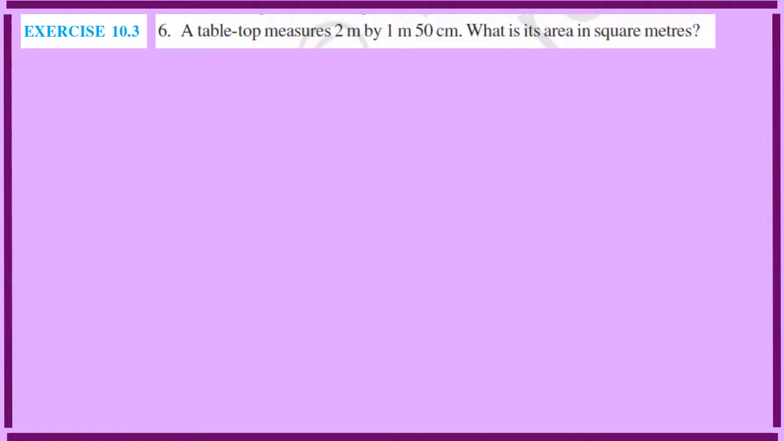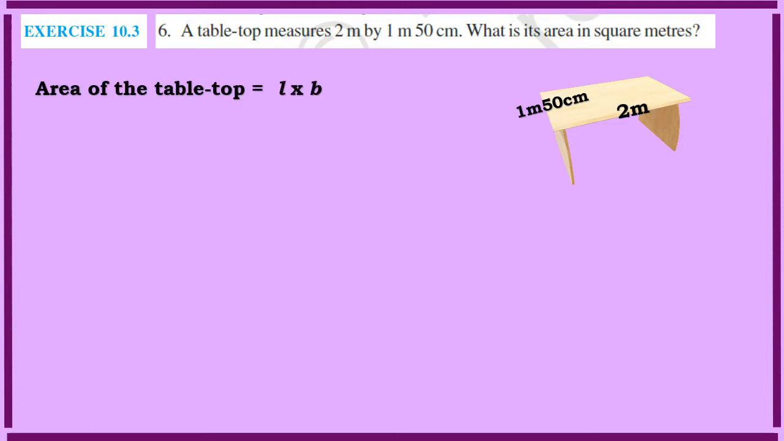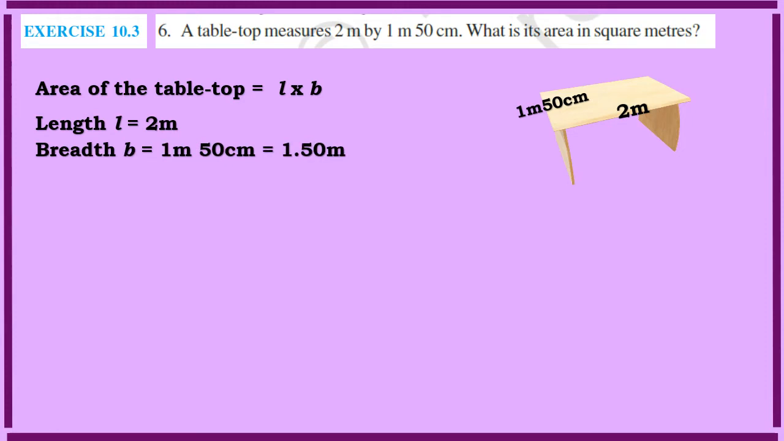A tabletop measures 2 meter by 1 meter 50 centimeter. What is the area in square meter? We have to find the area in square meter. So suppose this is the tabletop, 2 meter and 1 meter 50 centimeter. L into B is the area. Length is 2 meter. What is the breadth? 1 meter 50 centimeter, which we have to convert into meter. How will we convert centimeter to meter? 1 meter remains 1 meter. 50 centimeter will become what? 0.50 meter. We have to divide by 100, is it? So it will become 1.50 meter.